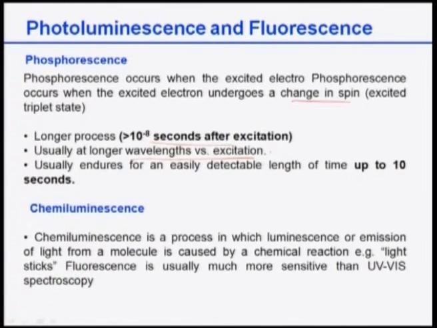Chemiluminescence, which we will not discuss in detail, but to give you an idea, is a process in which luminescence, the emission of light from a molecule, is caused by chemical reactions, such as light sticks. Many chemicals actually show light sticks, and they are much more sensitive than UV-visible spectroscopy.